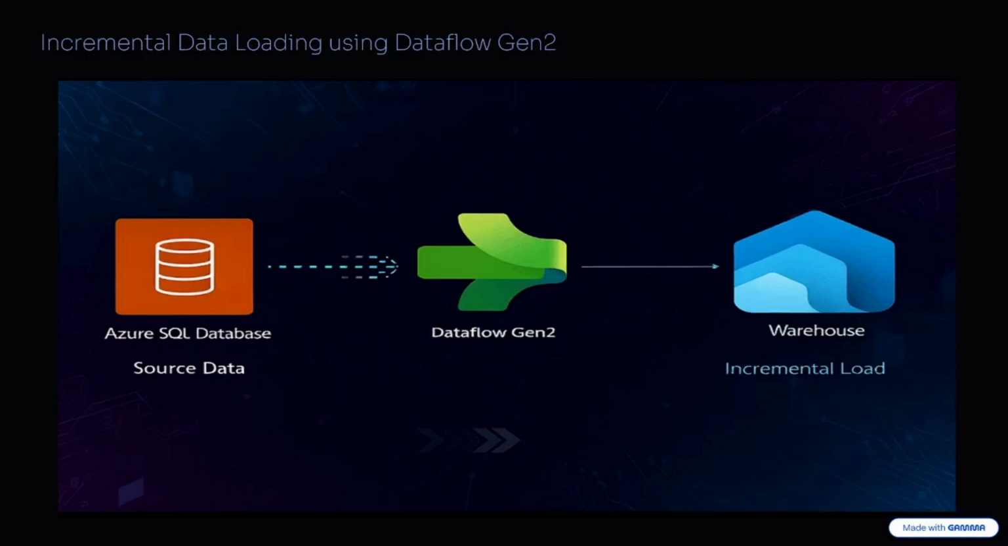So what we are going to do, we are going to create a SQL database in a Fabric workspace. Then we are going to insert some records. Then with Dataflow Gen2, we are going to configure incremental load so that only updated rows are loaded to the warehouse. So let's get started with the demo.